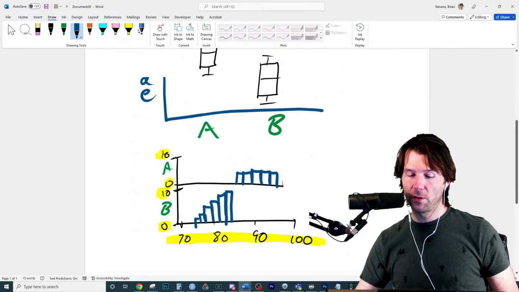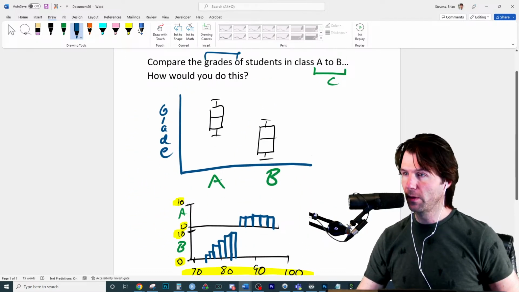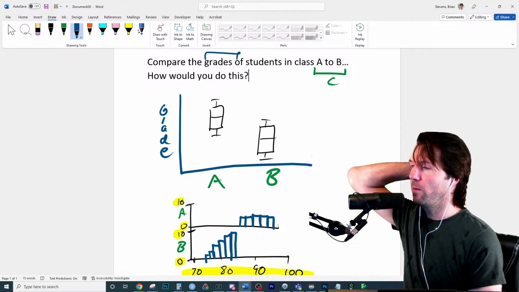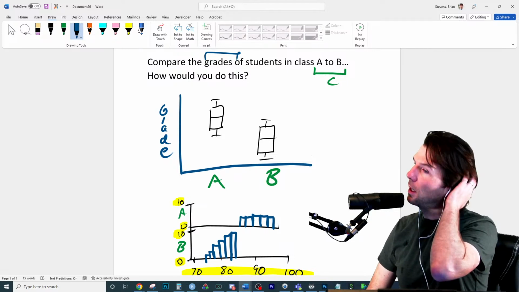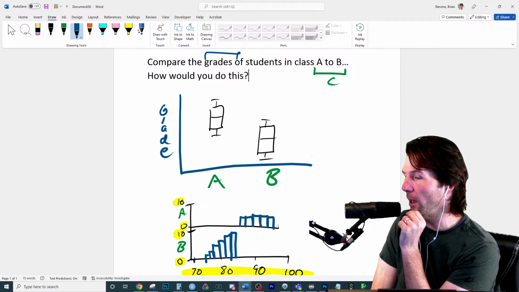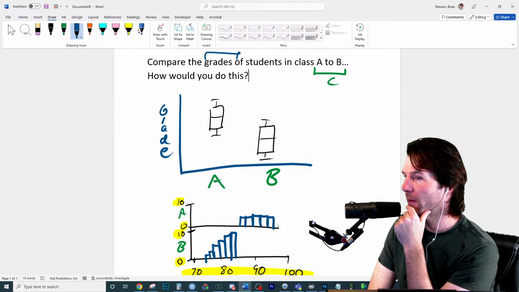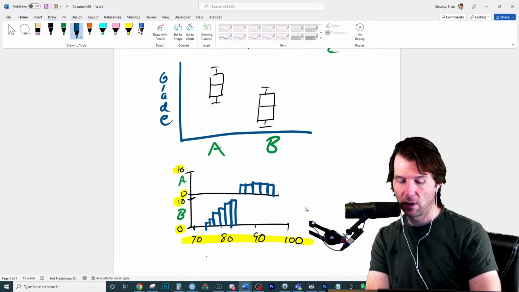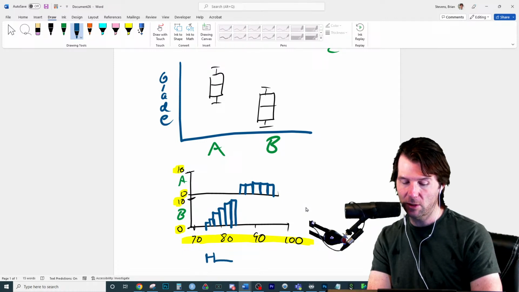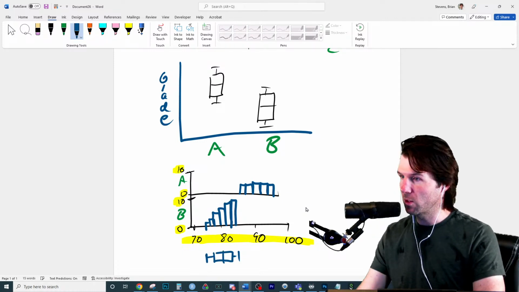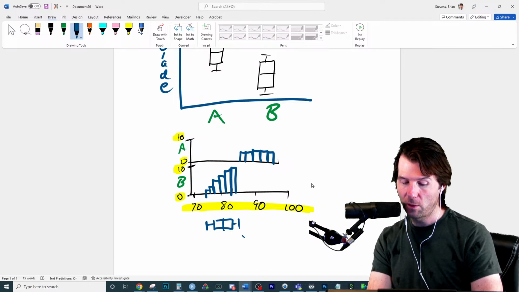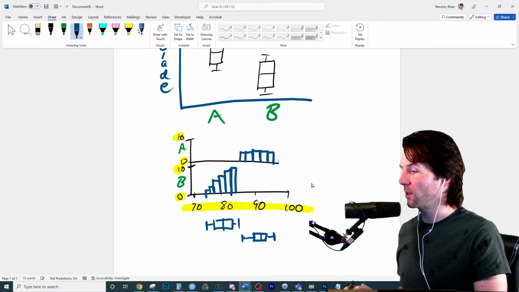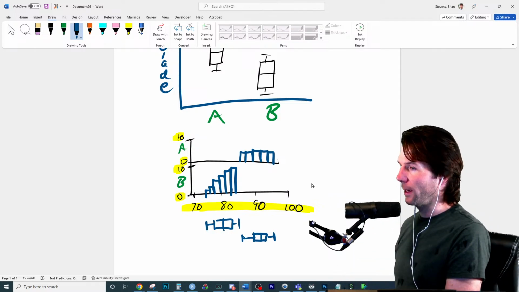Okay, so this is the same data. You've got the box plots up top, and then you've got the data down below. What do you notice about the data that's in the histograms that you don't see in the box plots? Sometimes people will draw the box plots below it or above it. So here's your box plots again. There's the box plot for B. Here's the box plot for A. What do the histograms let you see?